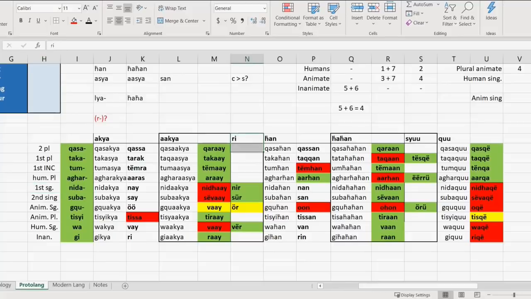So does that work then with this auxiliary? Well, that would mean that these are both the first person singular and the second person singular. And then the other one would be the human singular. Wow, that does actually work.